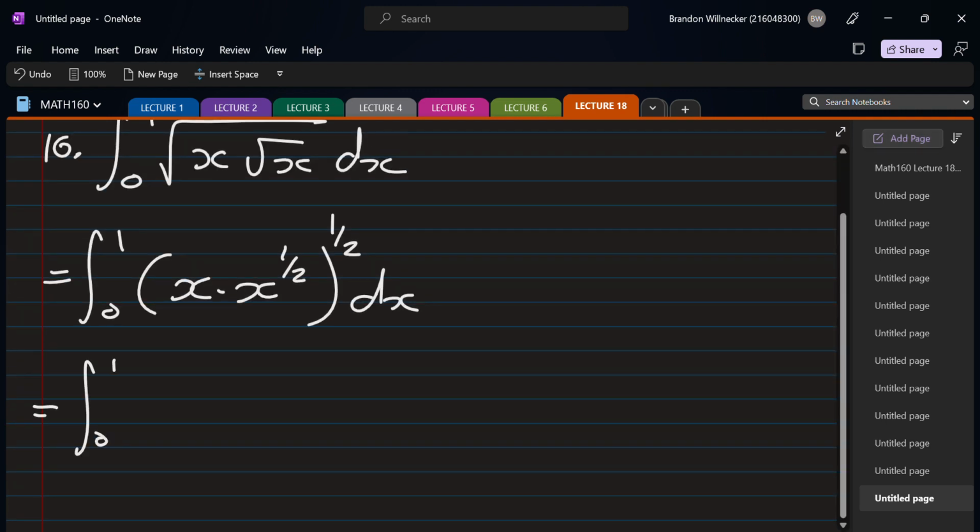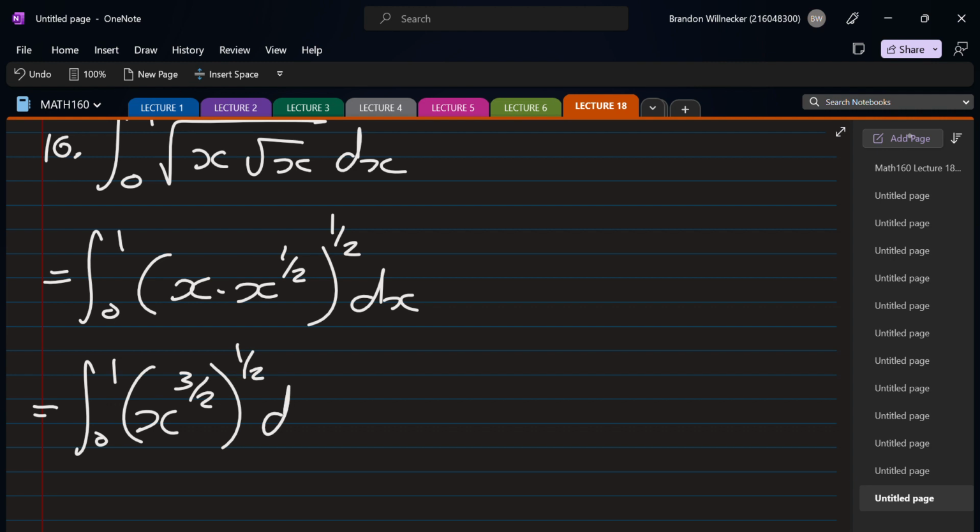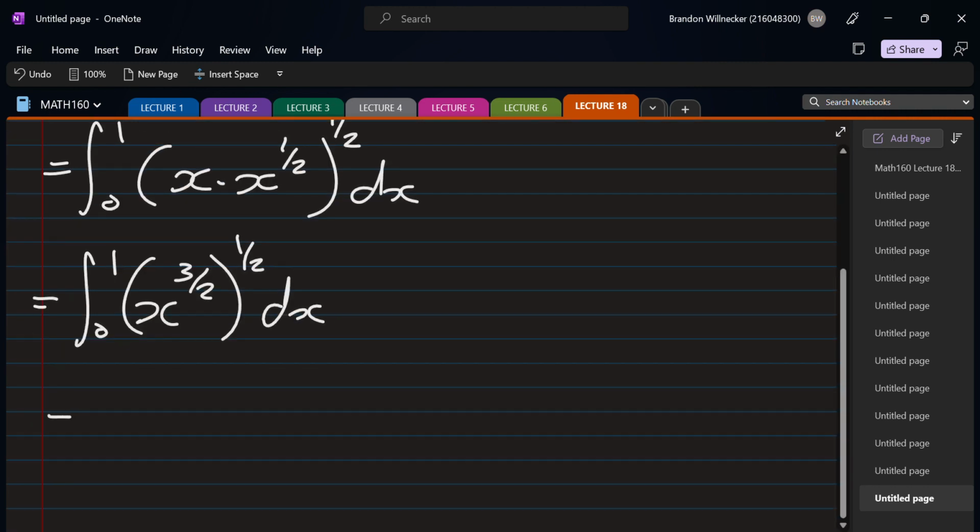So this will be integral from 0 to 1. That first x is a x to the 1, so we'll have x to the 3 over 2 inside. And then we still have half on the outside. Now, if we have exponents to another exponent, we multiply the exponents. So 3 over 2, and then the half on the outside, that now becomes 3 over 4 on the inside.